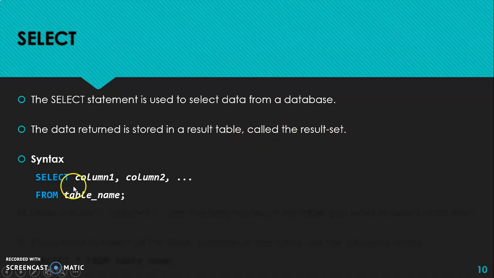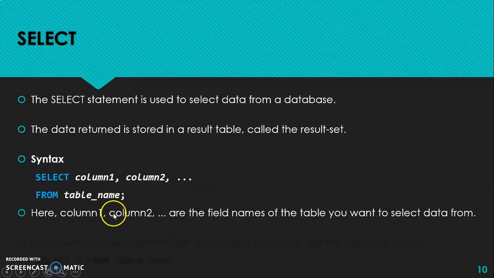The syntax: select column 1, column 2, up to column n. So you can give n number of columns from the table name. What it will do is select the data in these columns from this particular table name. Column 1, column 2 are nothing but the names of the fields in a table, that is, the column names.